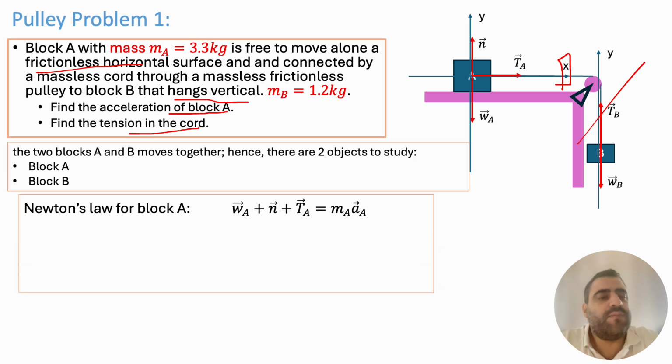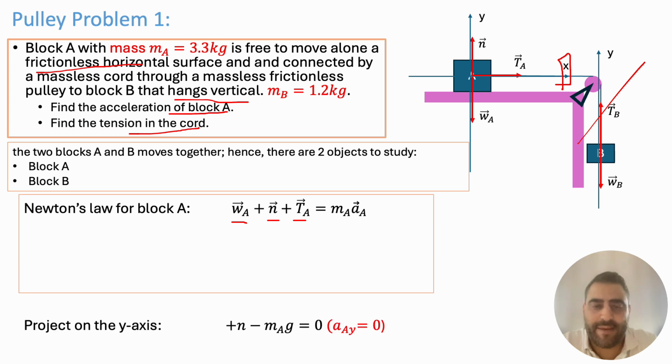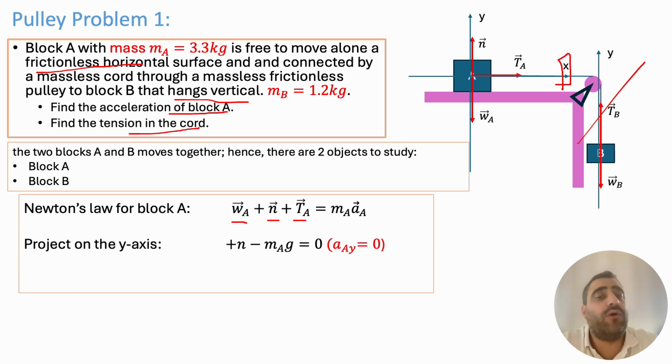Okay, so I start by writing Newton's law for block A. So I have WA vector plus N vector plus TA vector equal to MA times the acceleration of A. Then I project on the y-axis. On the y-axis, there is no projection for TA. I get plus N and minus MAG. The acceleration on y, I know is 0.